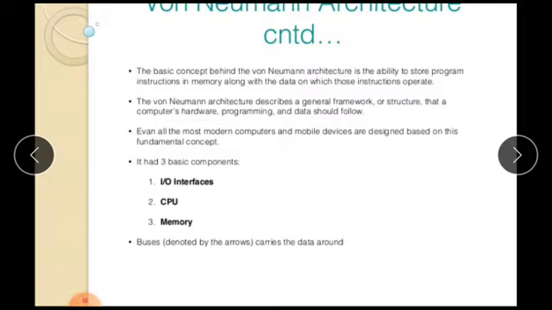The von Neumann architecture describes a general framework or structure that a computer's hardware, programming, and data should follow. Even all the most modern computers and mobile devices are designed based on this fundamental concept. And the von Neumann architecture has three basic components: input-output interfaces, CPU, and memory.